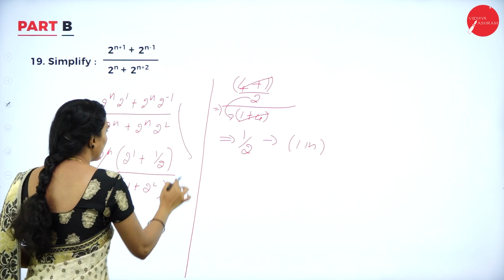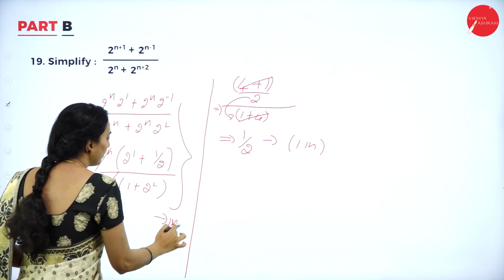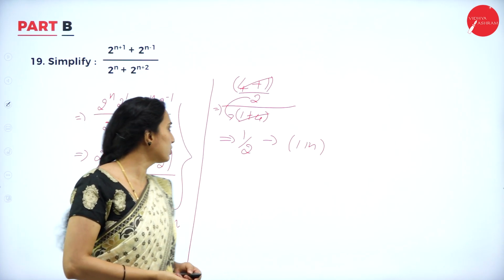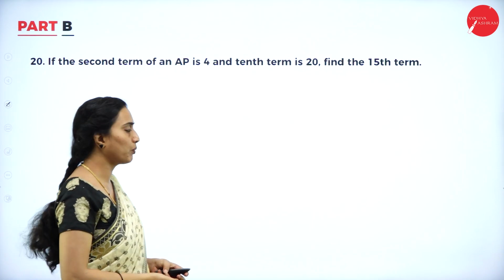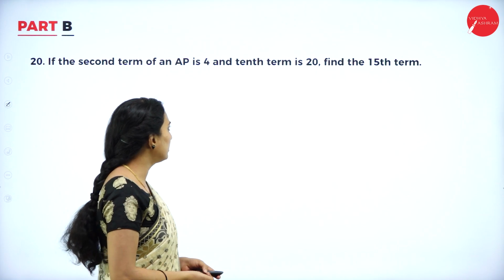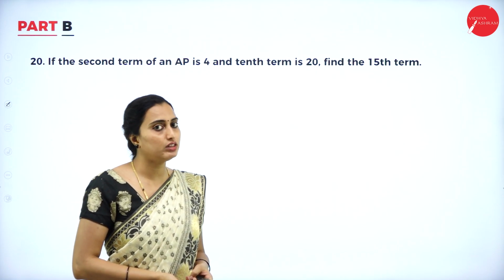From these 2 steps they are going to give you 1 mark, and from this step 1 mark. 1 by 2 is your answer. I hope you understood this one. Now we'll be moving on to the next question, which is question number 20. If the second term of an AP is 4 and the 10th term is 20, find the 15th term.